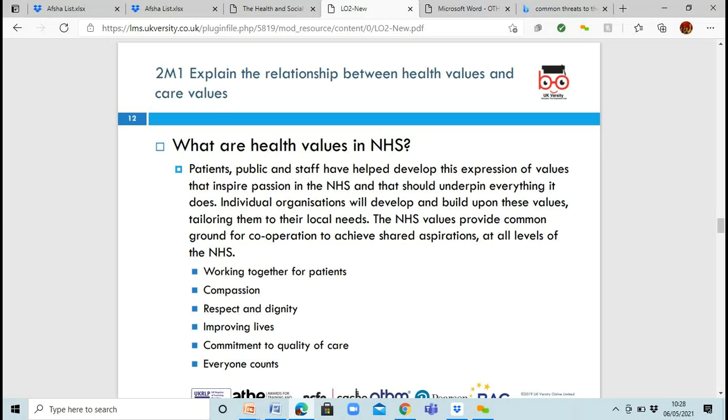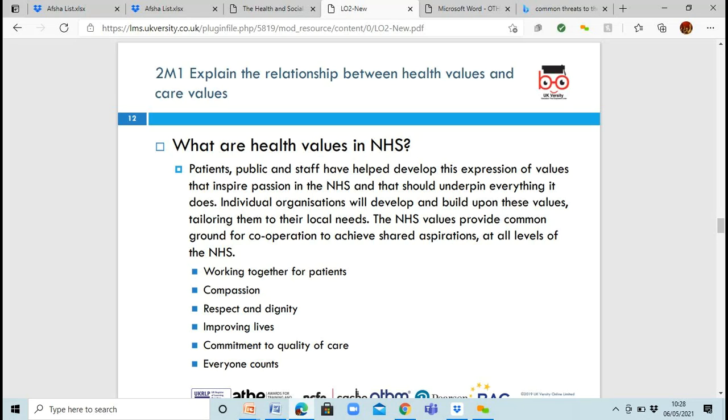So the last section in this, 2M1, this is a merit question. Explain the relationship between health values and care values. So in this section, it's quite simple. When you get onto the question, all you've got to do is have a table. One section will be you talking about what care values are, and one section will be you telling me about what health values are. And now we'll just actually cover what these are.